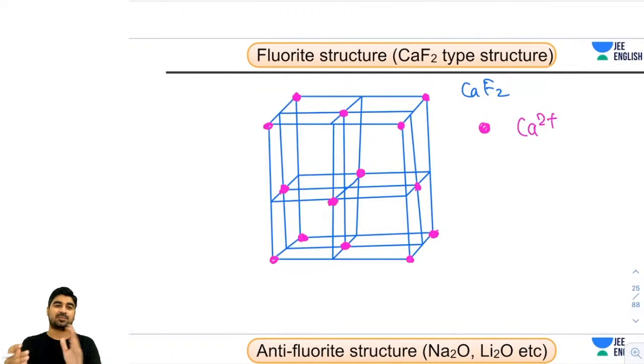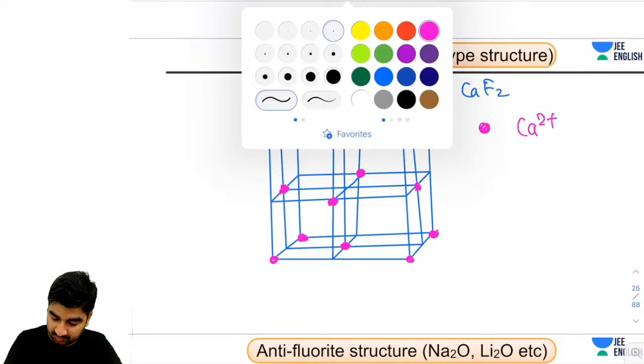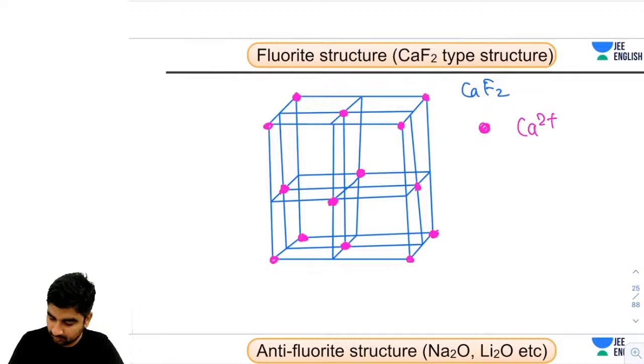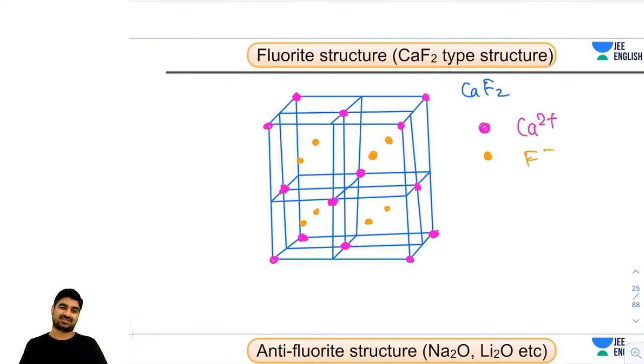All corners plus face centers, right? Now I'm moving to the fluoride ion. This fluoride ion will occupy all tetrahedral voids. So there are 8 tetrahedral voids. So guys, this is the structure.